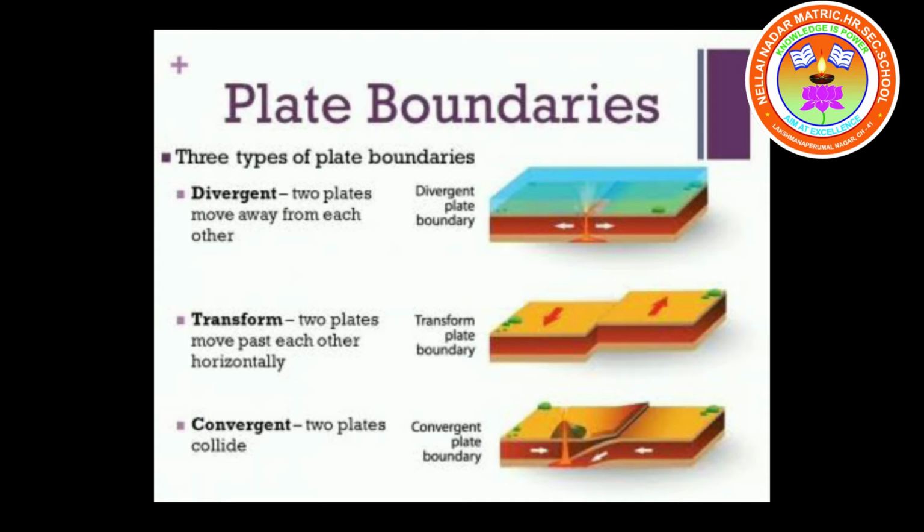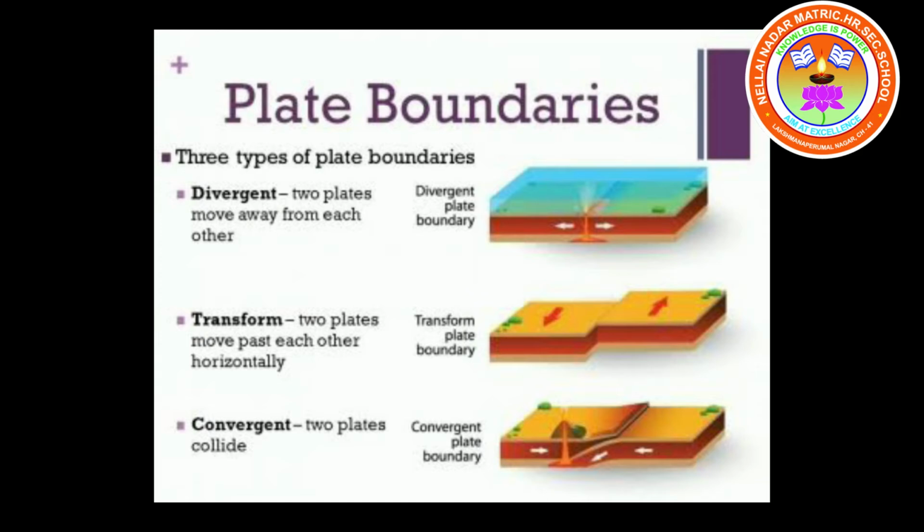Next, about the types of plate boundaries. What are plate boundaries? How many types of plate boundaries are there? Three important types of plate boundaries are there: divergent, transform, and convergent. What is a divergent plate boundary? The two plates move away from each other. On the screen, it is clearly given in the picture also, children. Here two plates are given, and at the plate boundary they move away from each other.